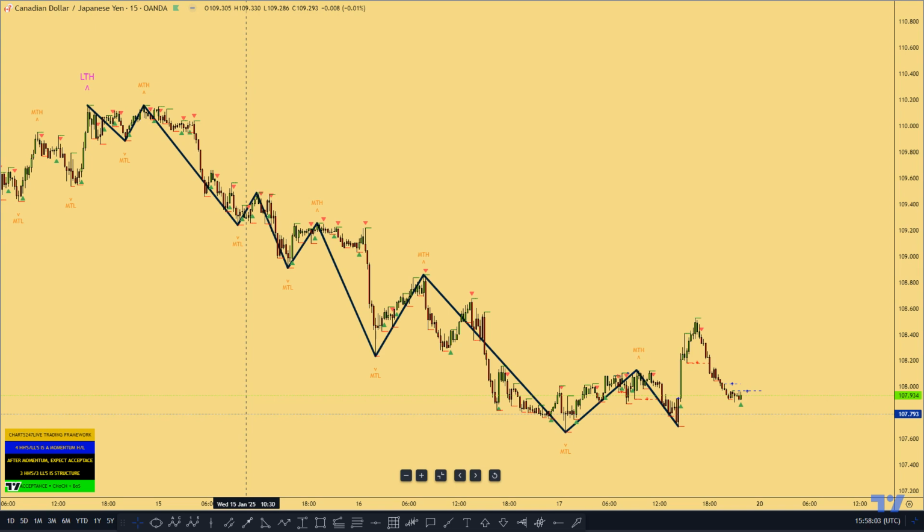We're going to be doing the weekly trade planning session for the week commencing the 19th of January 2025.